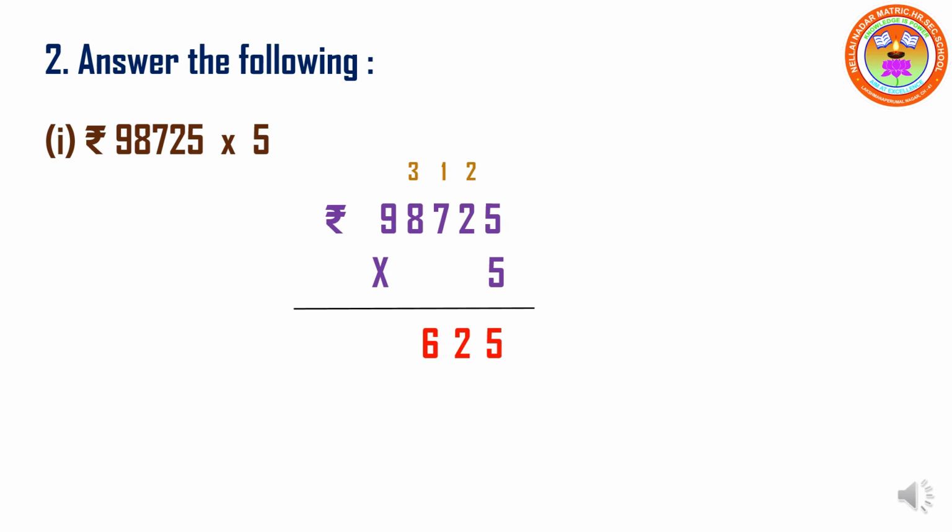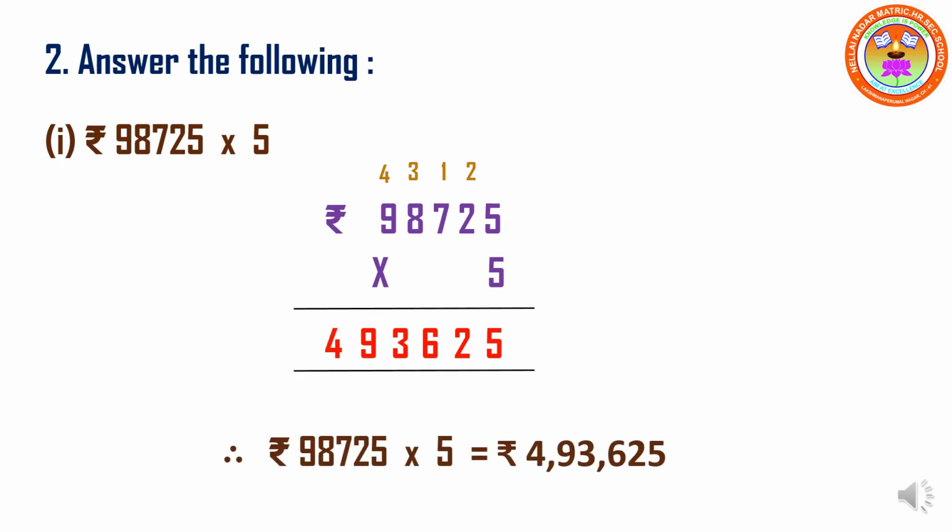Next, we have to multiply 8 into 5. What is 8 5s? 40. 40 plus 3 is 43. So, 3 is written down and 4 is written above. Next, we have to multiply 9 into 5. 9 5s are 45. 45 plus 4 is 49. Therefore, what is the answer, children? When you multiply 98,725 into 5, we get 4,93,625 rupees. Understood, children?